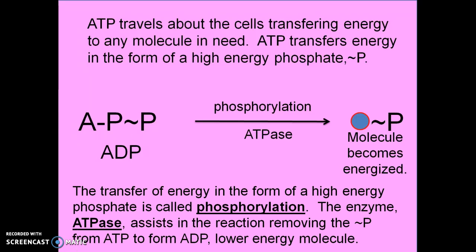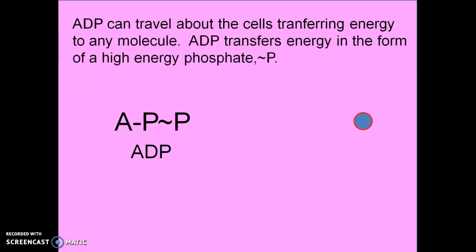Just to recap this, the transfer of energy in the form of a high energy phosphate is called phosphorylation. The enzyme ATPase assists in the reaction, removing the high energy phosphate from ATP to form ADP, which is a lower energy molecule. So ADP does still have energy, just not as much as ATP.